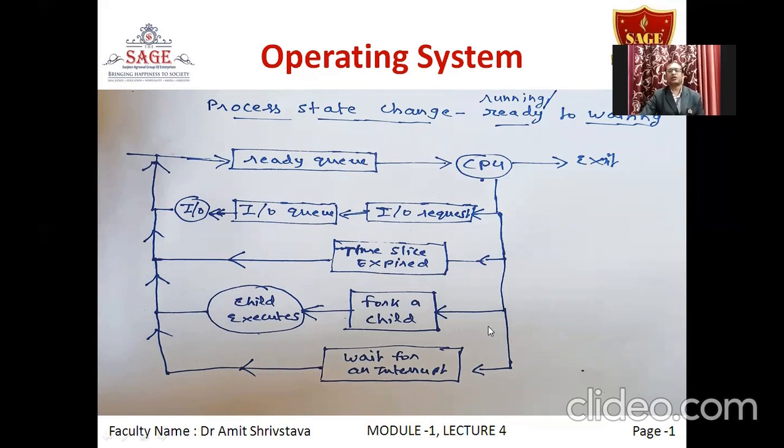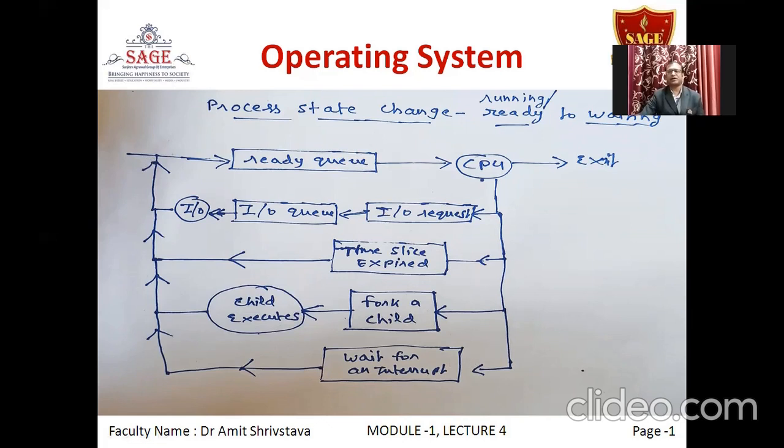The third condition is forking a child. In Unix, there is a command known as fork. When this fork is executed, it starts a new child. Till that child is being executed, the parent has to wait. So this is the third condition in which the process is switched from running to the waiting state. After the child completes its execution, the parent again goes back to the ready queue for the next allotment of CPU.